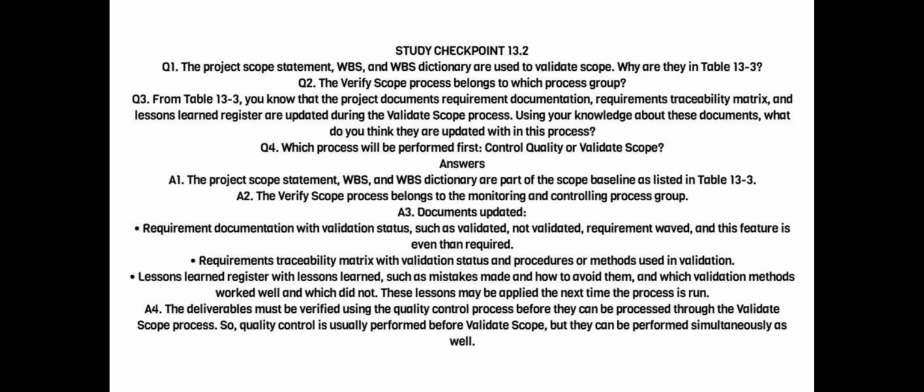Q1. The project scope statement, WBS, and WBS dictionary are used to validate scope. Why are they in Table 13.3? Q2. The verify scope process belongs to which process group? Q3. From Table 13.3, you know that the project documents requirement documentation, requirements traceability matrix, and lessons learned register are updated during the validate scope process. Using your knowledge about these documents, what do you think they are updated within this process? Q4. Which process will be performed first? Control quality or validate scope?